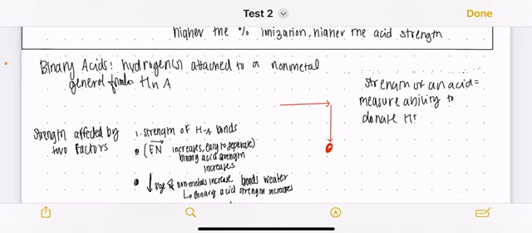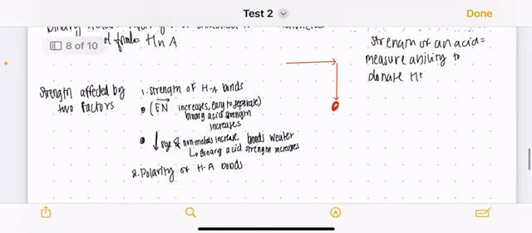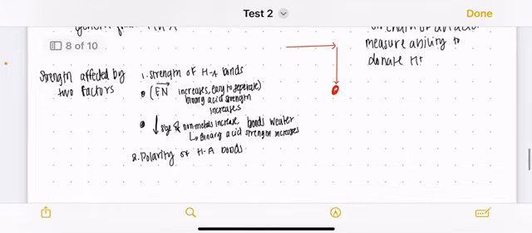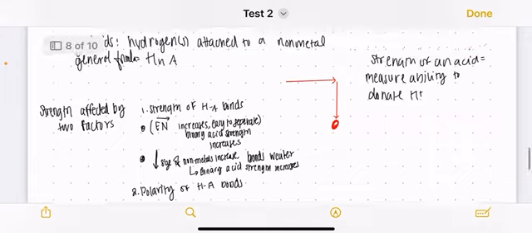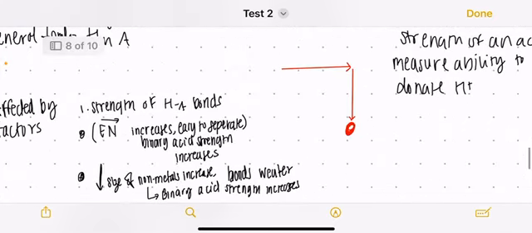Binary acids are hydrogen attached to a nonmetal. The general formula is H with n at the bottom and A. The strength of an acid measures the ability to donate hydrogen ions. So it is strongly affected by two factors. The first is the strength of the H-A bond, which weakens as electronegativity increases.